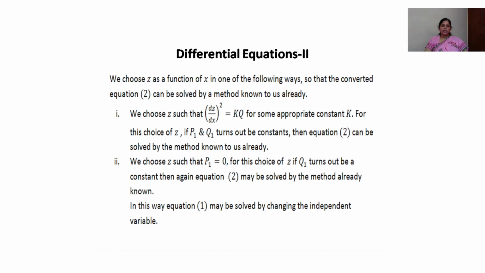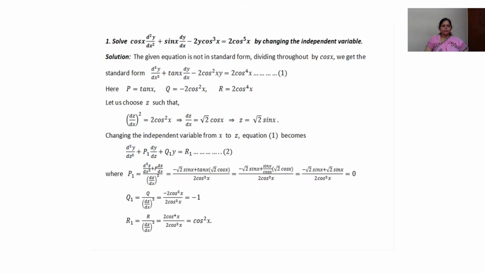Otherwise, we choose z such that p1 is equal to 0. For this choice of z, if q1 turns out to be constant, then again equation 2 may be solved by the method already known. In this way, equation 1 may be solved by changing the independent variable. So with some examples, we are going to see how we can solve this kind of equation.